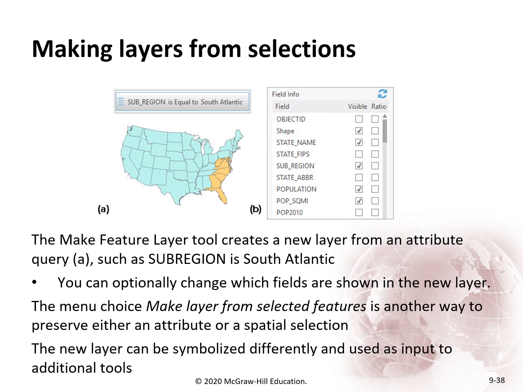Make feature layer tool creates a new layer from an attribute query like subregions. Again, the only issue that I have with making layers is that sometimes it can create problems. You'll think you only have that data, but you'll actually have all the data, and that can be a bit of a pain.